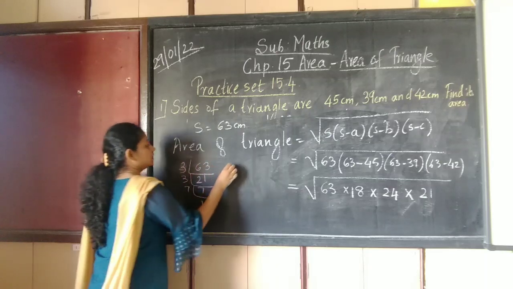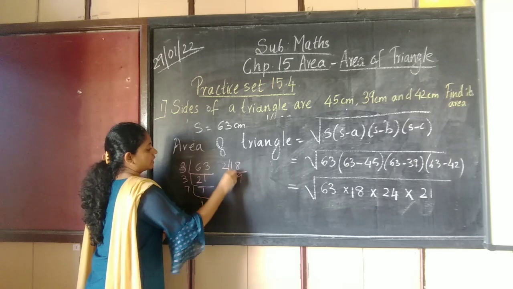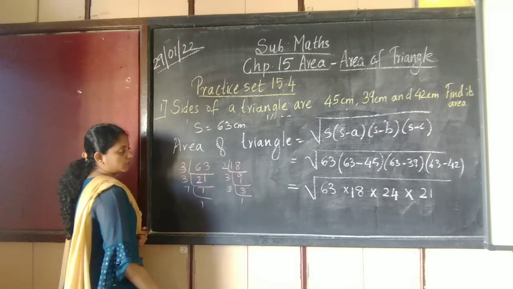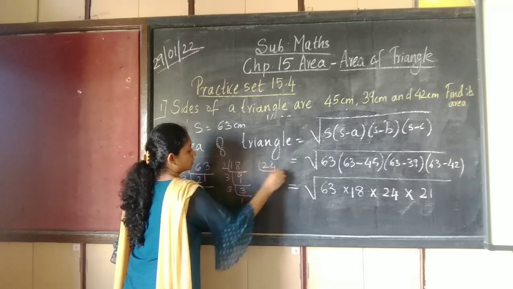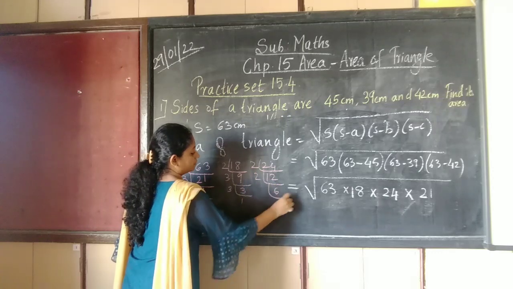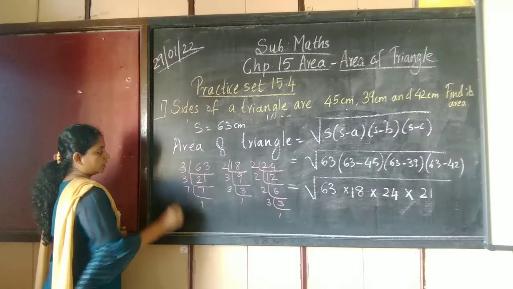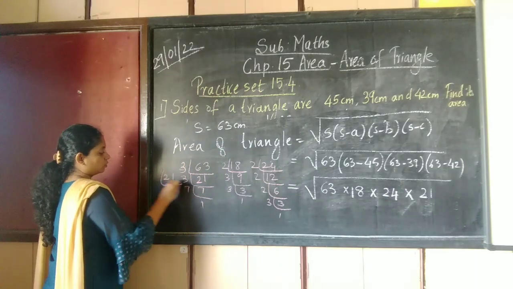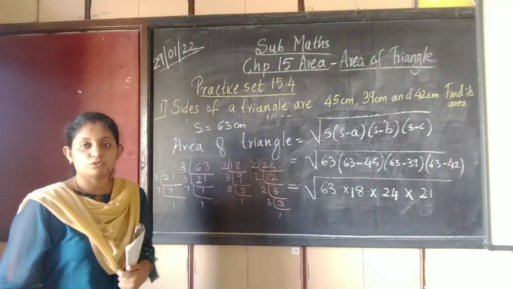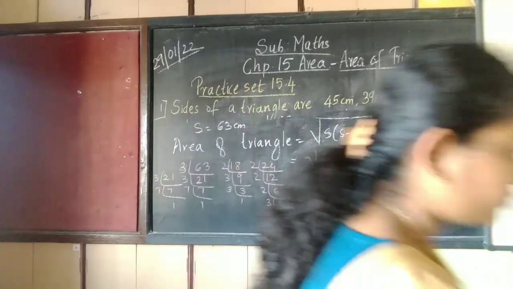Next is 18. 18 divided by 2, 9. 3 3s are 9, 3 1s are 3. Next number 24. 2 1s are 2, 2 2s are 4, 2 6s are 12, 2 3s are 6, 3 and 1. Next number is 21. The only possibility is 3 7s are 21. So this way you have to do it and then write down which are the factors here.